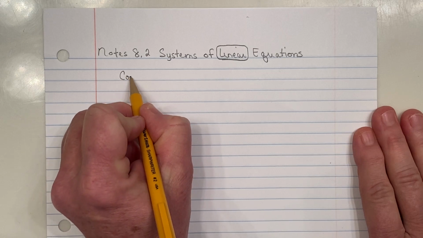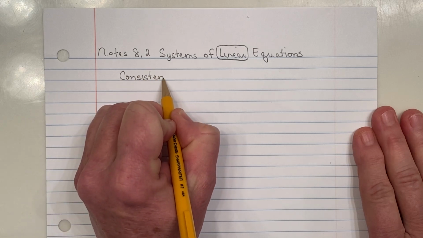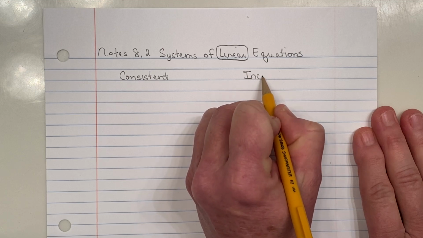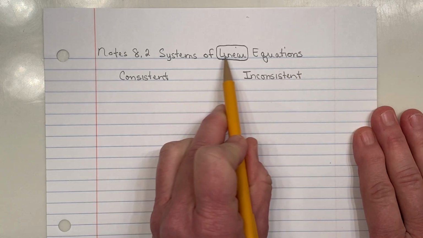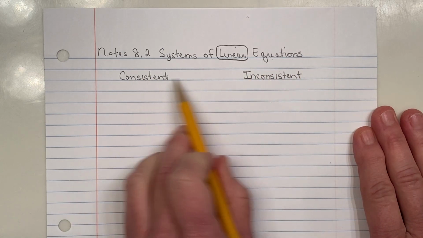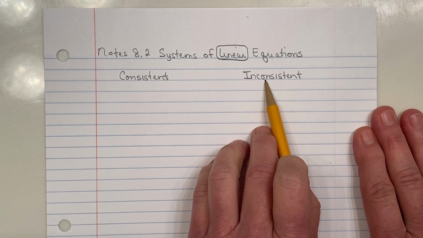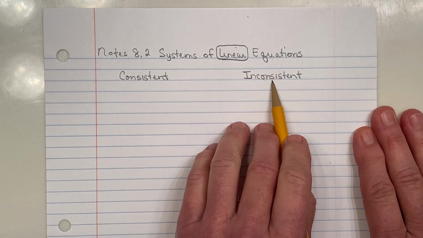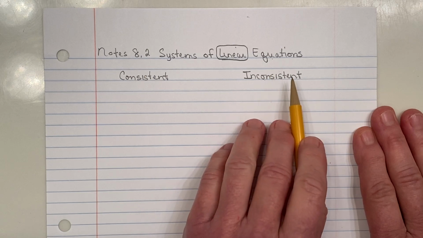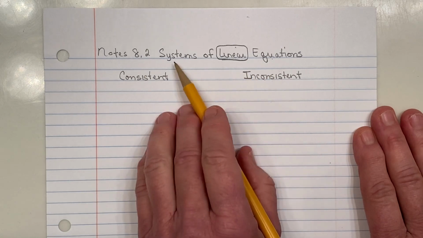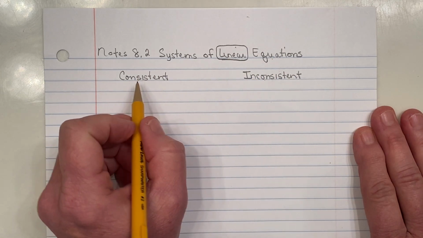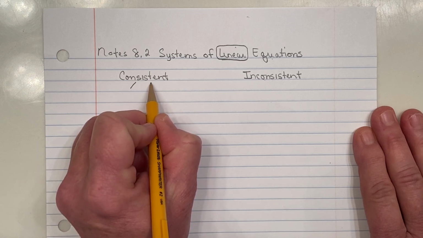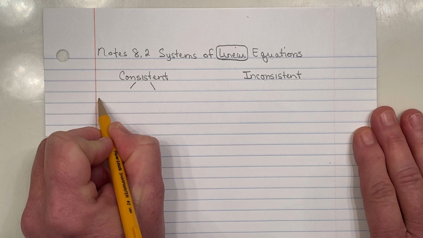We want to look at the terms consistent and inconsistent. A system of linear equations is either a consistent system or an inconsistent system. If a system of linear equations is inconsistent, then we would just name it inconsistent and move on. However, if a system of linear equations is what we call a consistent system, then that consistent system can be qualified as either an independent or dependent system.